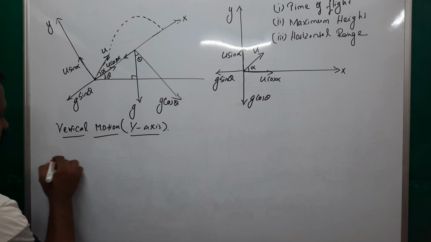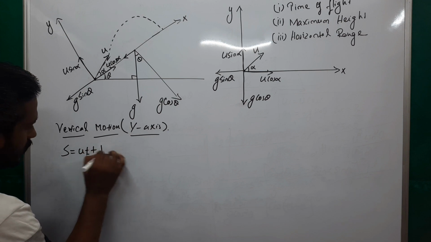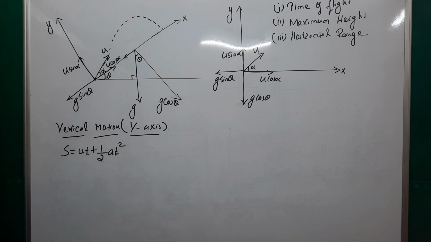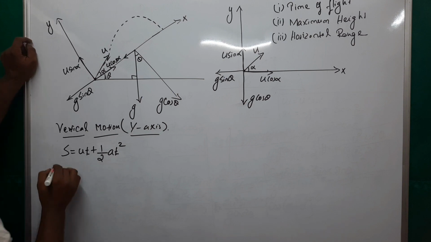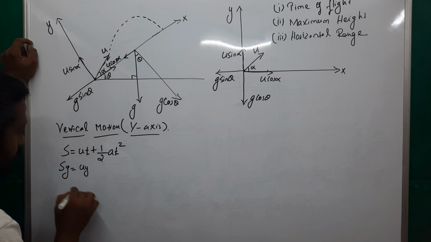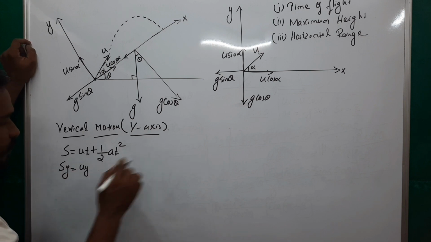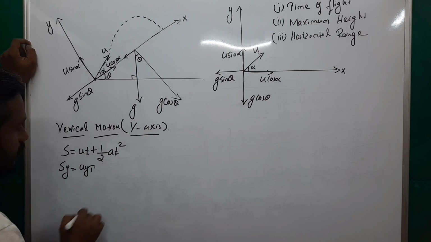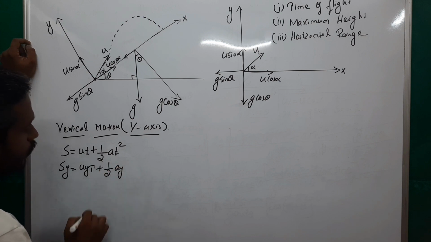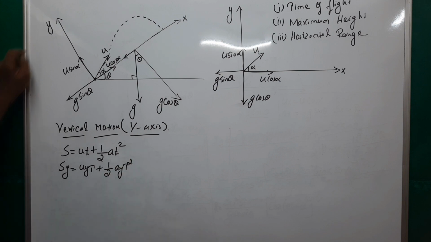I am using the kinematic equation S is equal to ut plus half at square. Rewriting this equation, Sy is equal to uy into capital T plus half ay into capital T square, where capital T is the time of flight.